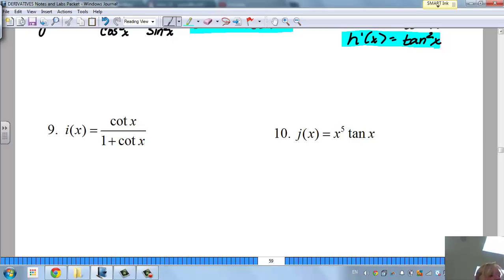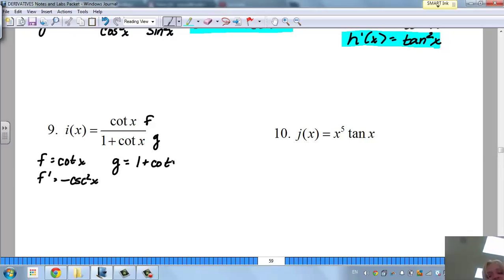Now I have a quotient. So here's our f and g. So let's set it up. F is the cotan of x. F prime, so get out your card so you can remember, is negative cosecant squared x. G is 1 plus cotan of x. G prime is going to be a negative, because the derivative of this is 0, and the derivative of cotan is negative cosecant squared x. So it's kind of the same thing.